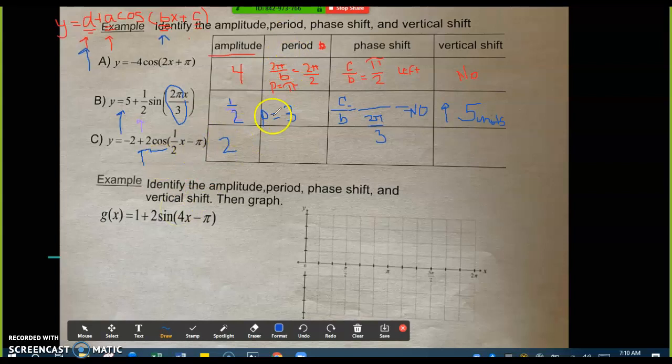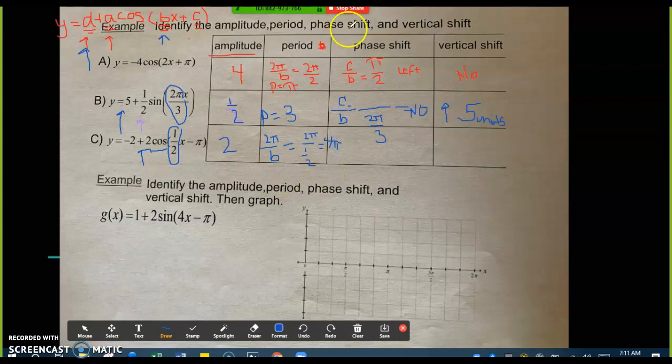Now I need to find the period. Period is 2 pi over B. So what is our B value? Our B value in this case, the number being multiplied in front of the X, is the 1/2. So I'm taking 2 pi divided by 1/2, and you guys could probably do the keep change flip in your minds. This would be flipping the 1/2. So that means we'd be taking 2 pi times 2, which would be 4 pi. So our period is going to be 4 pi.